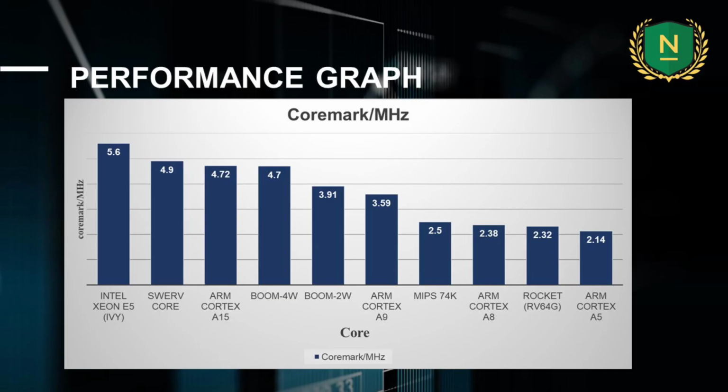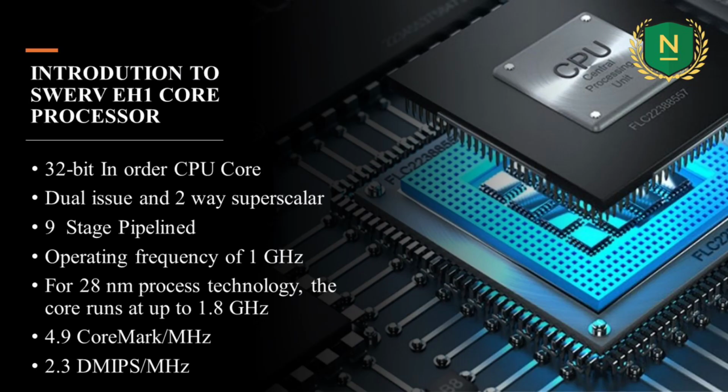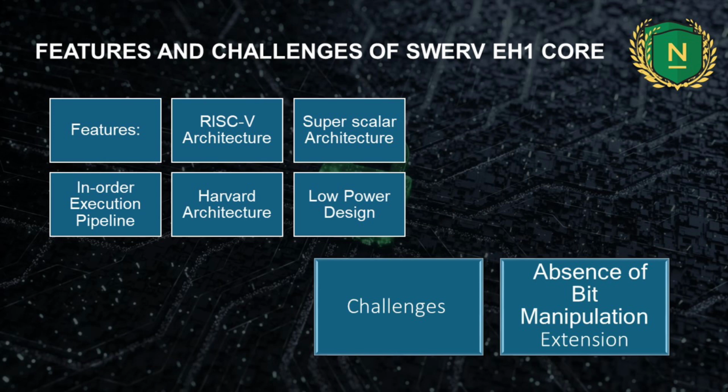This is the performance graph showing performance comparison of SweRV EH1 core with other processor cores, in which the x-axis shows the name of the processor and the y-axis shows the performance in CoreMark per megahertz. SweRV is a 32-bit in-order 9-stage pipeline processor with dual issue and superscalar, operating at 1 GHz frequency. For 28 nanometer technology, it can work up to 1.8 GHz. There are 4 stall points in it, and it has 2.3 DMIPS per megahertz and CoreMark of 4.9 CoreMark per megahertz.